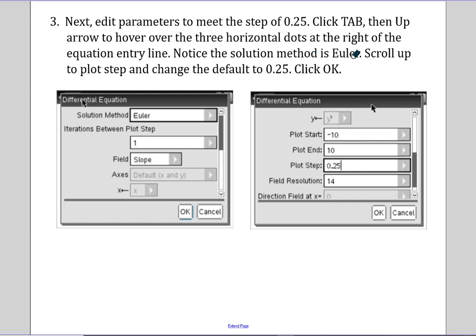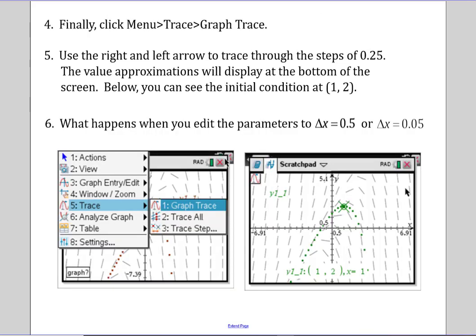And the solution method is going to be Euler. And we want to scroll up to the plot step and change the default to a quarter and then click OK. So here's where I found my method is Euler. And I went to differential equation plot step and changed it to a quarter there. And then the last thing you want to do is click the menu button. If you click menu, you can go down to trace, which is 5, and over to graph trace, which is 1. And we can use the right and left arrows to trace through the steps of a quarter.